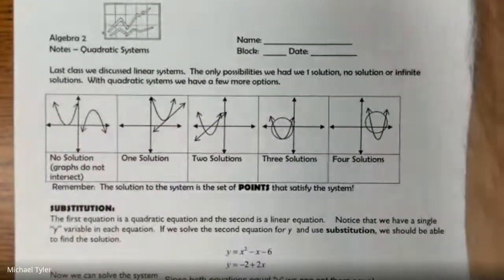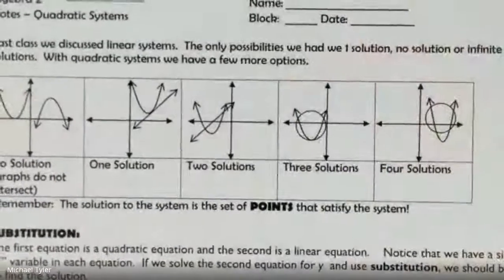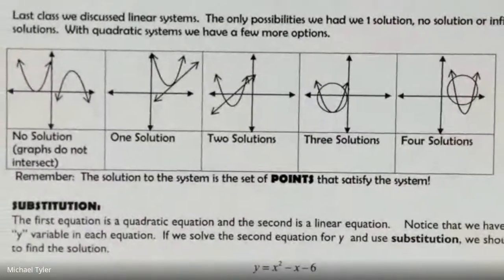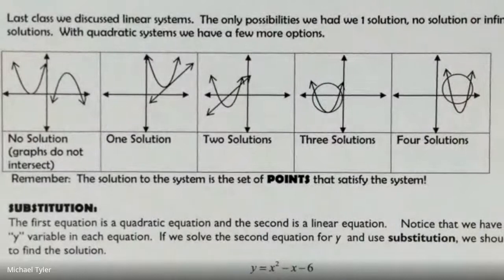The only one we're going to use from this is this particular one right here. When you have two quadratic systems, you could have up to 4 answers. Like this one, notice that they never touch each other.